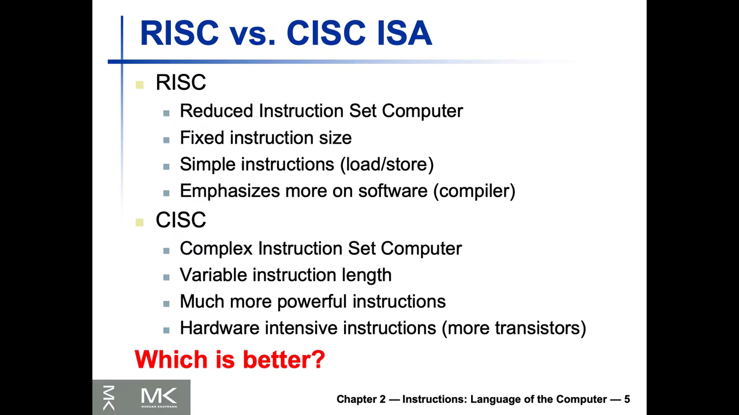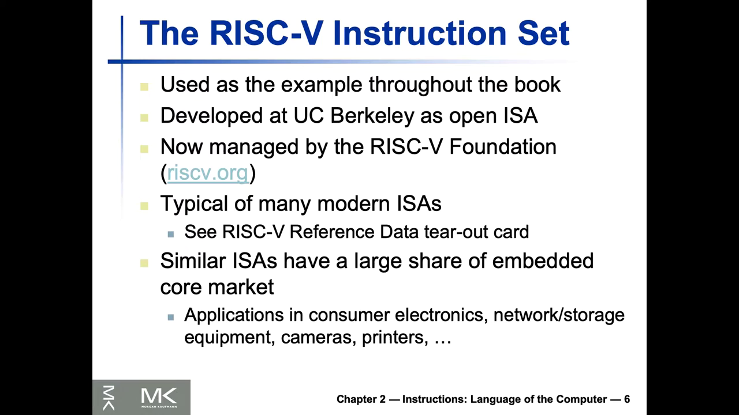So what's RISC-V now here? RISC-V started with a RISC project in the 80s, but then in 2010 they introduced it. They set up the RISC-V Foundation. You can see the website here. It was developed at UC Berkeley as an open ISA. And now you have the information available at your hand.